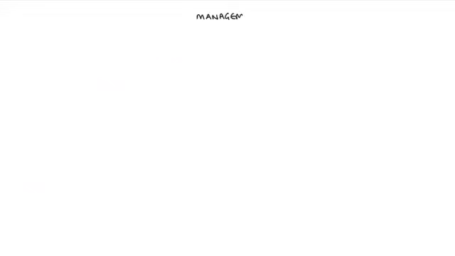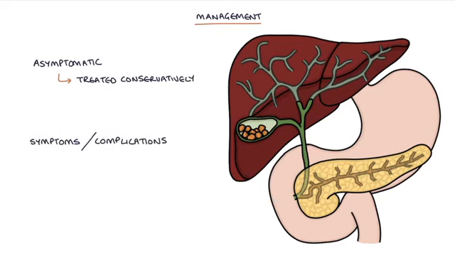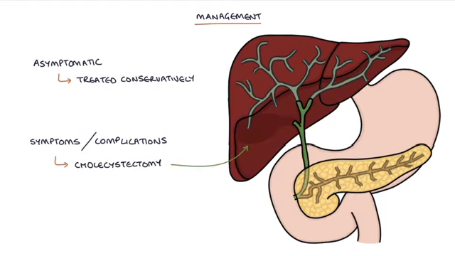Let's talk about management. Patients who are asymptomatic but have gallstones may be treated conservatively with no interventions. Patients with symptoms or complications of gallstones are treated with a cholecystectomy, which is the surgical removal of the gallbladder, provided that they're fit for surgery.